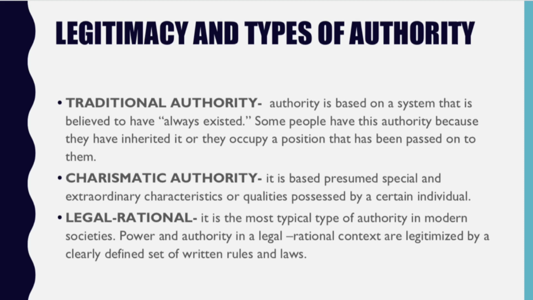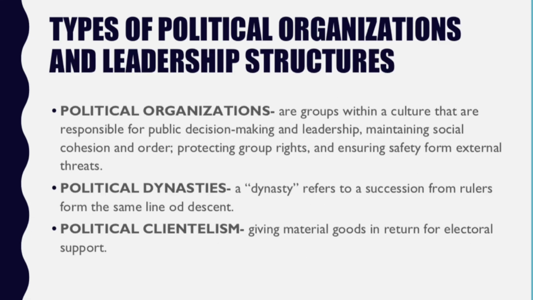So among the three types of authority, itong legal rational system has the highest degree of stability since this is being chosen by the people. So we are under the legal rational authority because we as a nation follow a constitution and we apply this type of authority. And this is a very ideal authority. Now let's proceed to the types of political organizations and leadership structures.